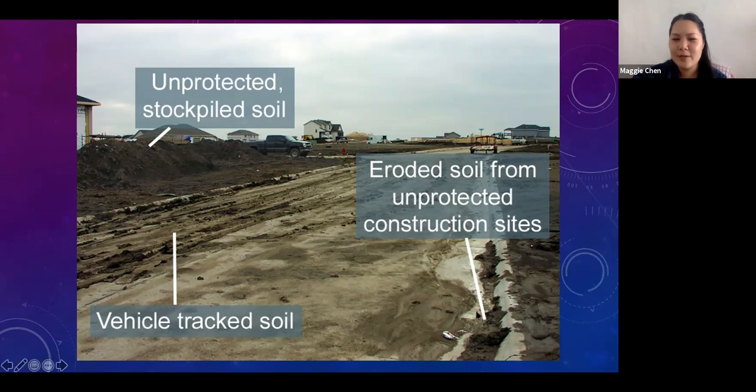And eroded soil from unprotected sites. As they erode over time and get into, say, drains, and if there's not a filter in your drain, then that is also another way that it can get into your water body.